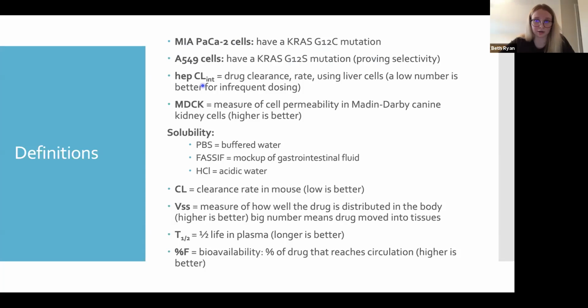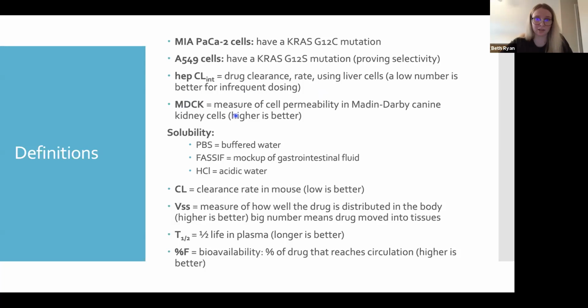HepCl is drug clearance using liver cells. So this just means that since the liver filters out toxins in your body, they're seeing how much of it can actually get past without being cleared out of your body or metabolized into different compounds. So a lower rate is better, means that a lower amount of it is actually either metabolized into something else, broken down, or excreted later.